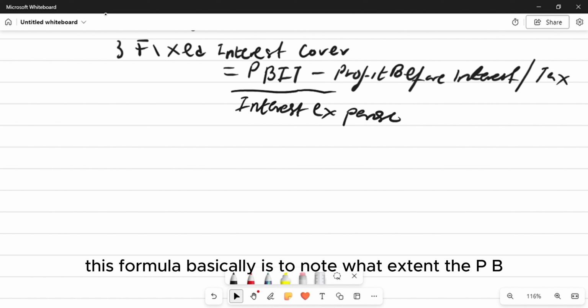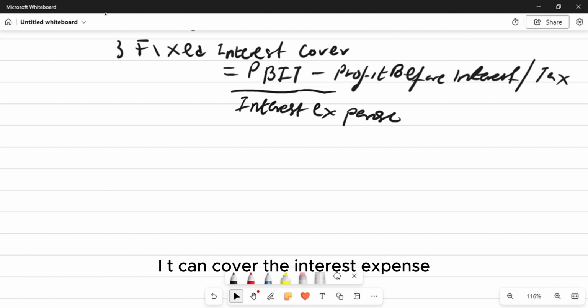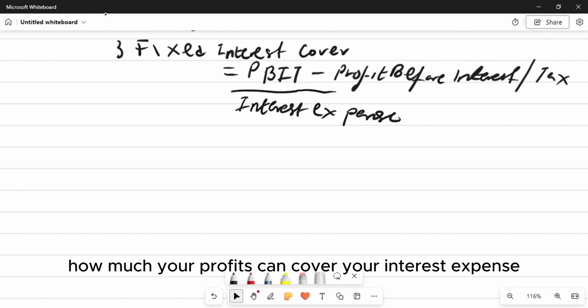This formula basically is to know to what extent the profit, the PBIT, can cover the interest expense. We know basically that interest is paid from the profit before interest or tax. In the financial statement, after getting your profit before interest or tax, usually the next thing you subtract is your interest expense, right? So when you're calculating this ratio, you basically want to know how much your profit can cover your interest expense.